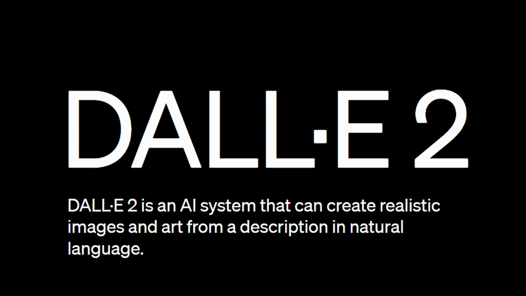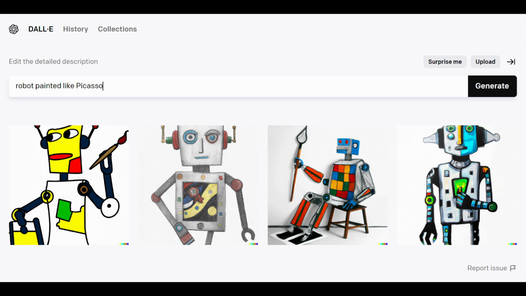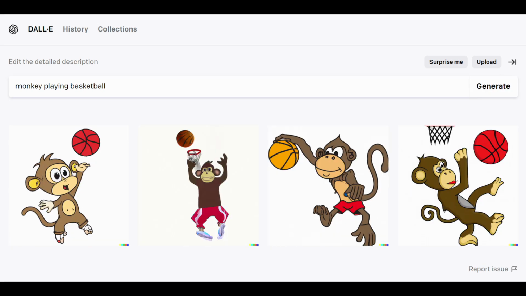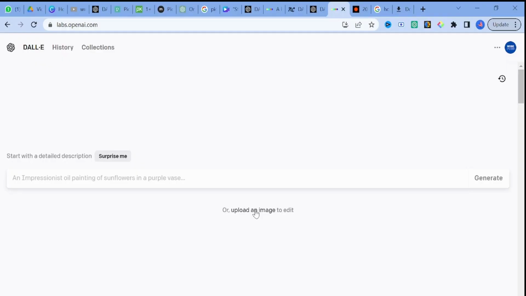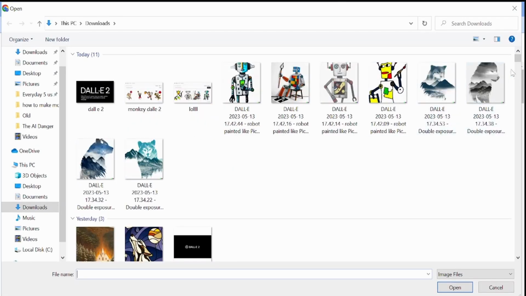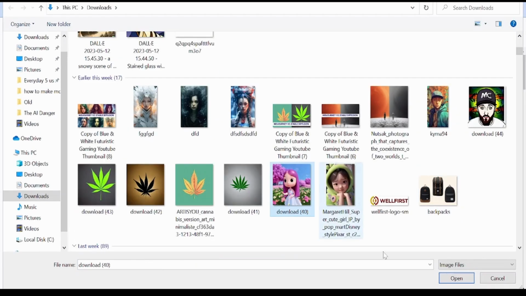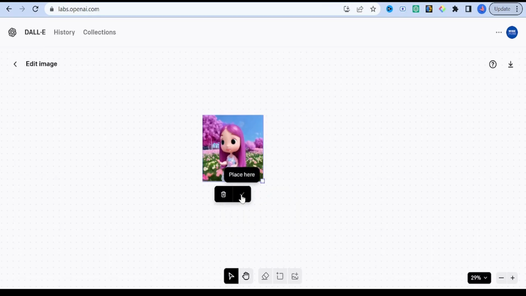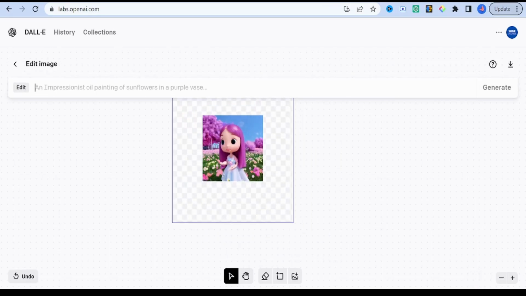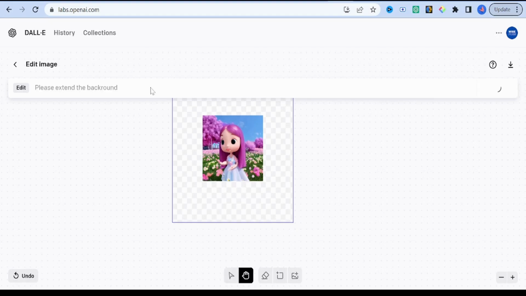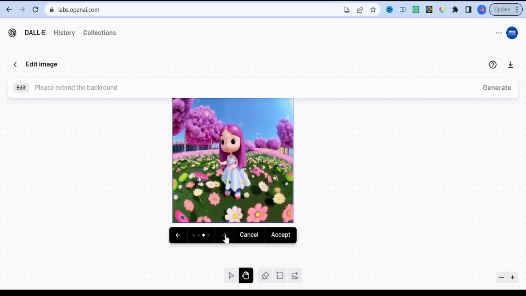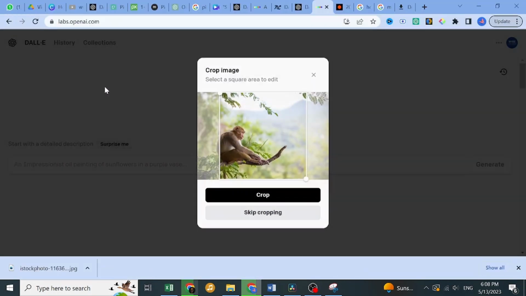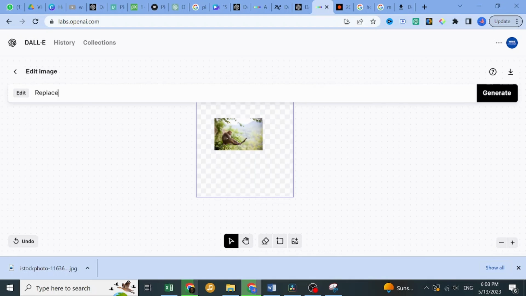The possibilities are truly endless with Dall E 2. It can create anything from a robot painted like a Picasso to a monkey playing basketball. And the best part is that it can also realistically edit and retouch photos. With its in-painting feature, Dall E 2 can fill in or replace part of an image with AI-generated imagery that blends seamlessly with the original. This technology takes image editing to a whole new level and allows for endless creative possibilities.